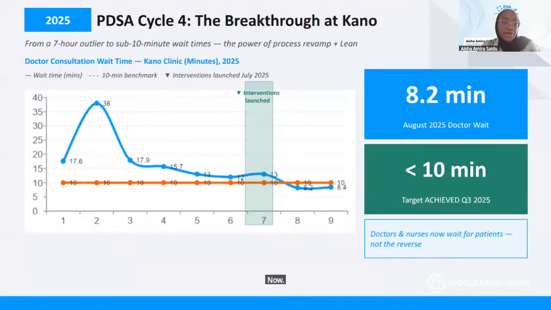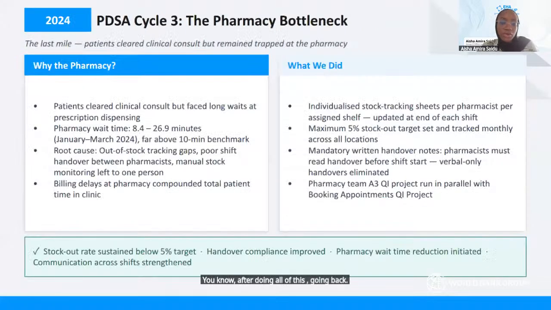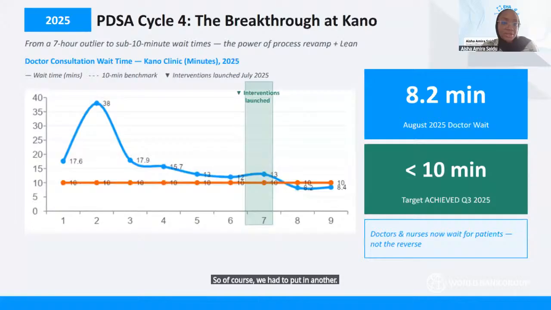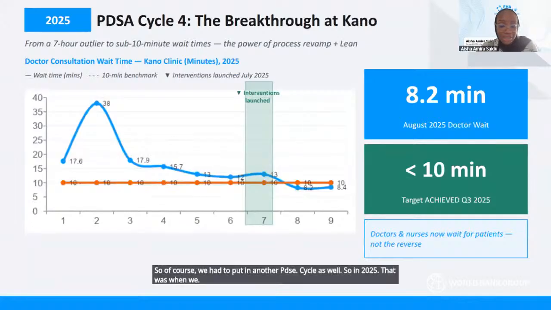Now, going back to 2024, we put in all these measures, but we still had a bit of a gap in terms of getting to where we wanted. So of course, we had to put in another PDSA cycle as well. So in 2025, that was when we got our first breakthrough in Kanu.